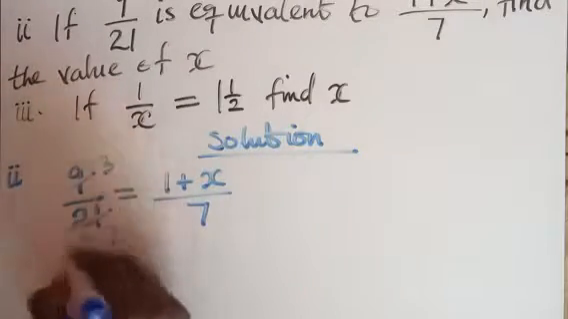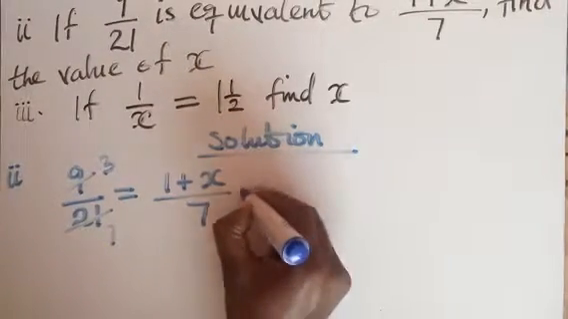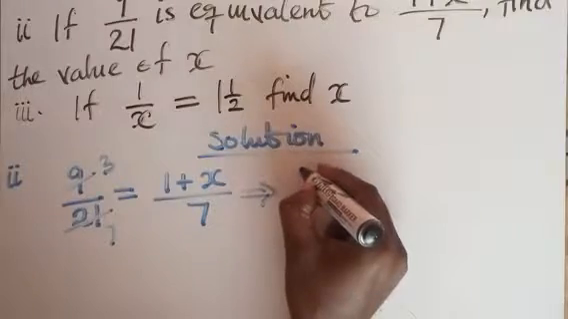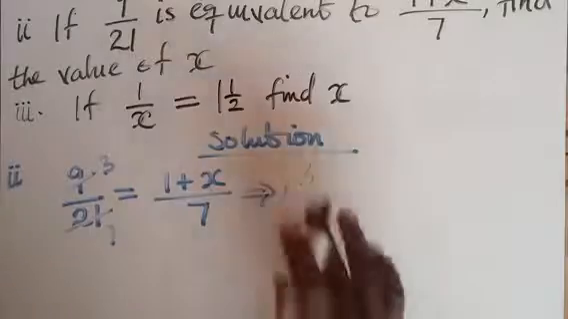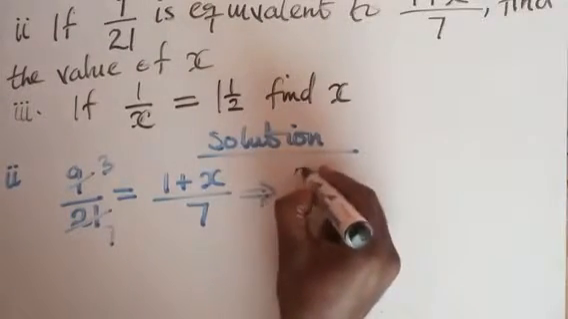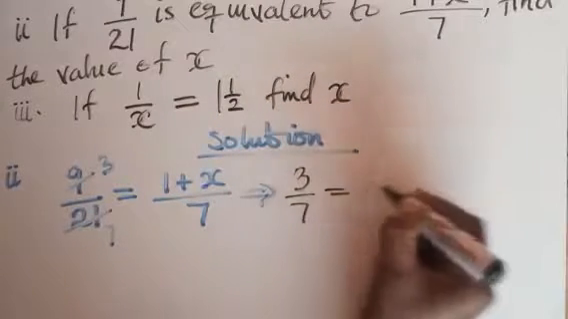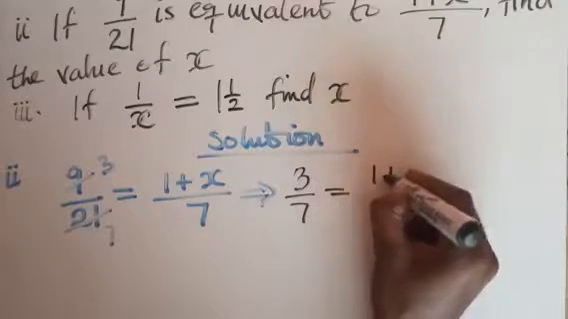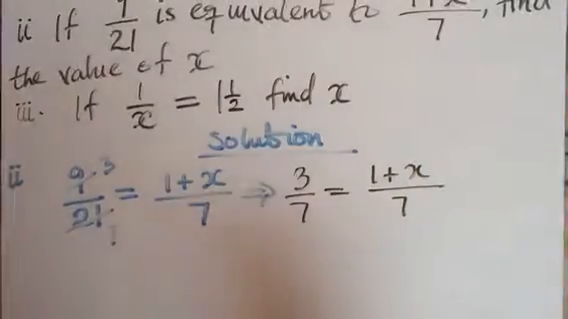So this whole fraction can be rewritten as, let me use the arrow, so this whole fraction can be rewritten as 3, marker is weak, 3 on 7 to be equals to 1 plus x on 7. So what next?